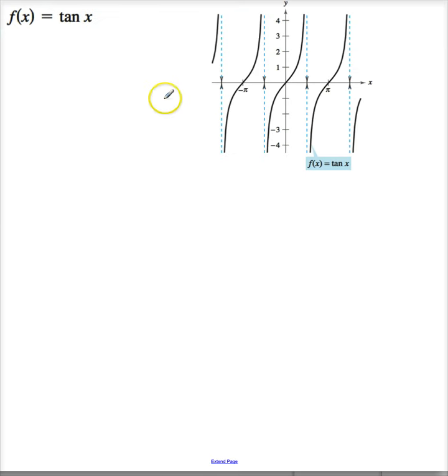So let's look at tangent. Let's look at what is its domain. And its domain is, of course, I'm circling my undefines here. Tangent is undefined at x equals pi over 2 plus n pi. Now, a lot of times, I will write it this way, pi times n plus 1/2.